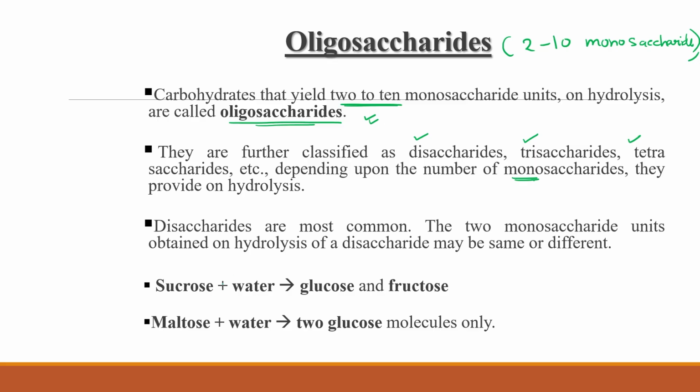Say, for example, if we hydrolyze a sucrose molecule, after hydrolysis what will happen? We will get two monomer units of monosaccharide, one glucose and another fructose. Similarly, if we hydrolyze maltose, then we will get two glucose units. So on hydrolysis, we get the monosaccharides.